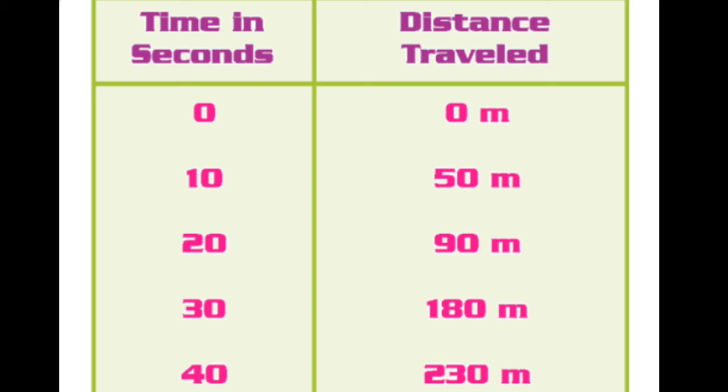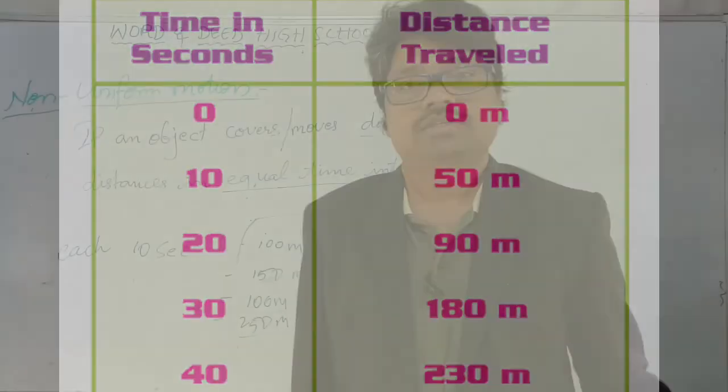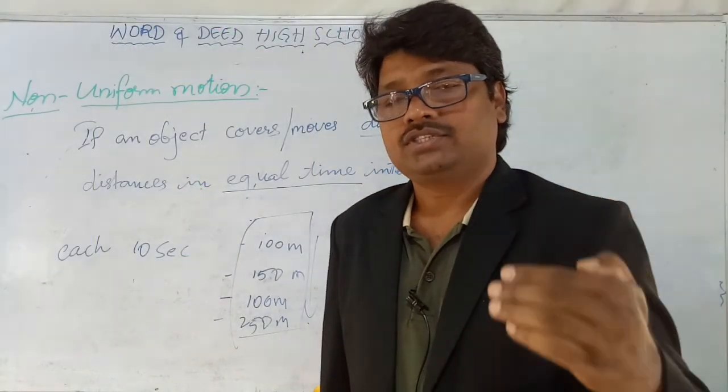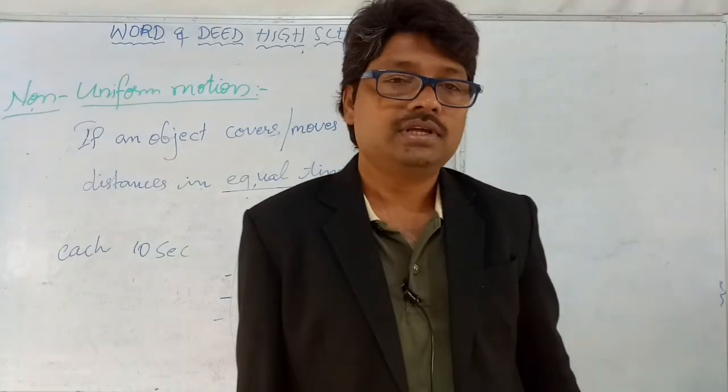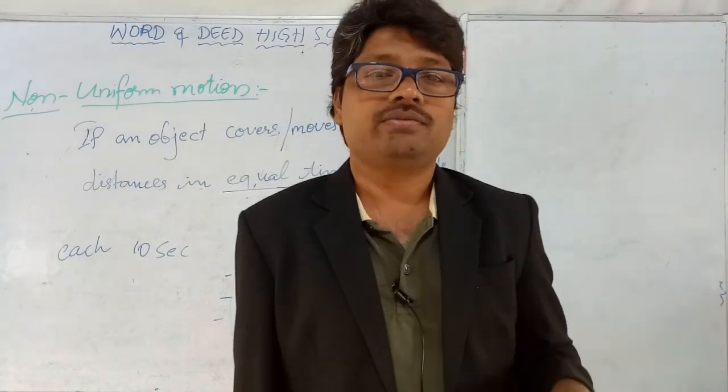The distance between the 20th and 30th second, the difference of the distance covered is 180 minus 90, again 90 meters. And at the 40th second you see 230 meters. So what is the distance covered by the object in the last 10 seconds? 50 meters, because 230 minus 180 is 50 meters. Students, like this, if you observe the distances with respect to equal time intervals, you will be able to understand what is uniform motion and what is non-uniform motion.